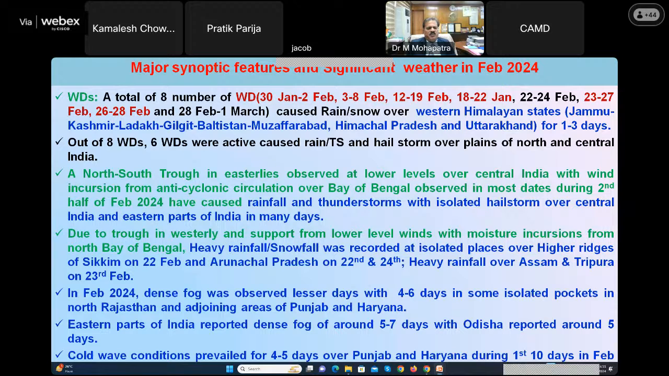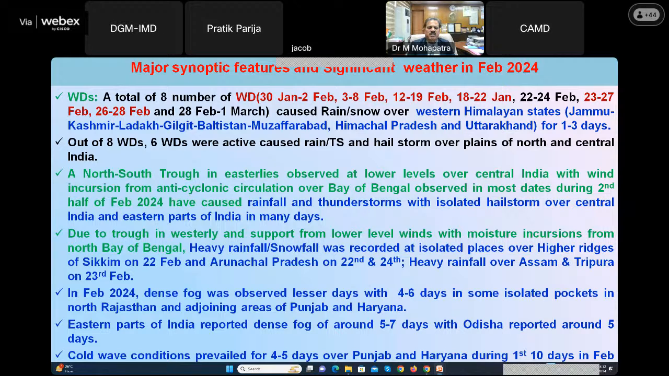Like this, there was a trough in westerlies and support from lower level moisture that caused heavy rainfall and snowfall over higher reaches of Sikkim on 22nd, Arunachal Pradesh on 22nd and 24th, and heavy rainfall over Assam and Tripura on 23rd. Fog was observed on quite a small number of days, only 4 to 6 days, in certain isolated pockets of North Rajasthan, Punjab, and Haryana. Eastern India also reported dense fog. It is climatological also: in the month of February, dense fog occurs because of the anticyclonic circulation over the Bay of Bengal, which provides moisture. It helps in the formation of fog in the eastern part of the country.